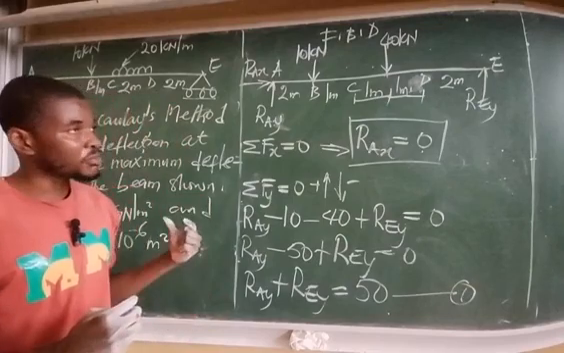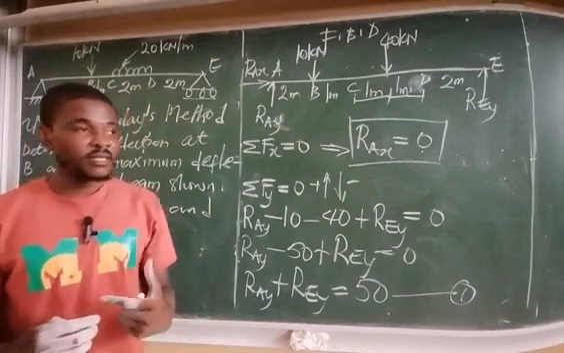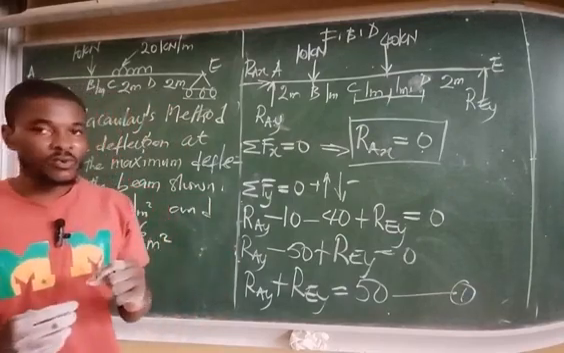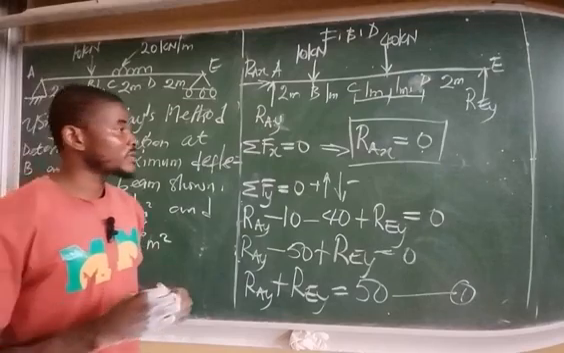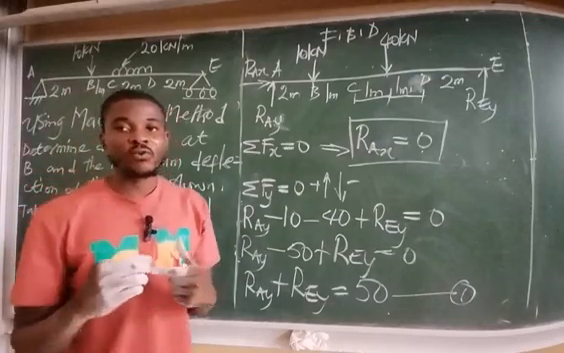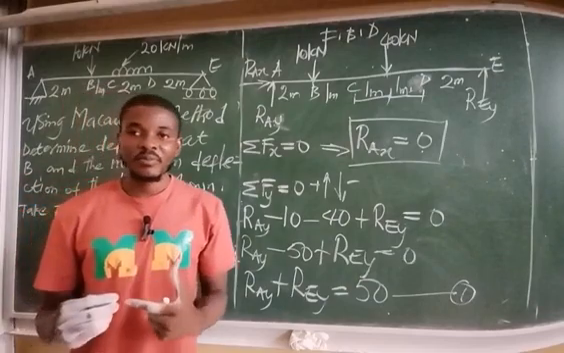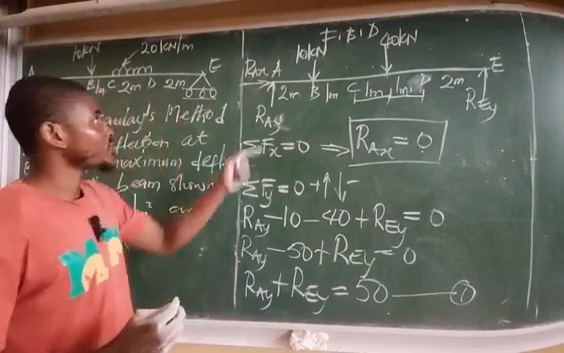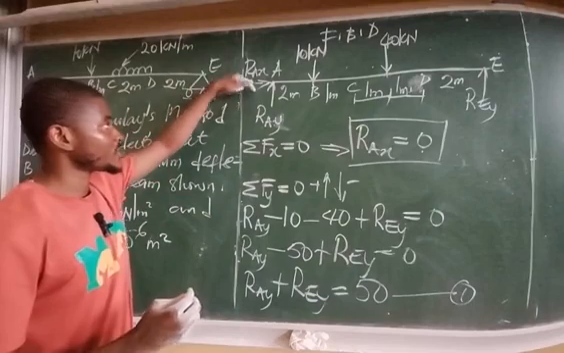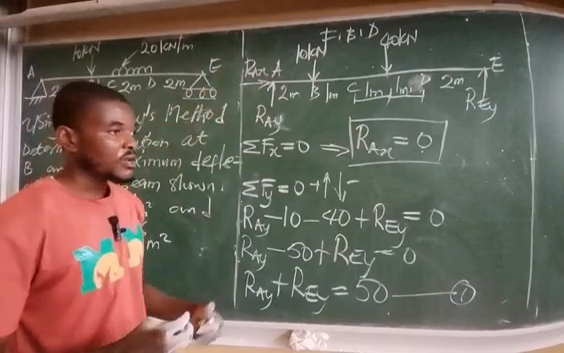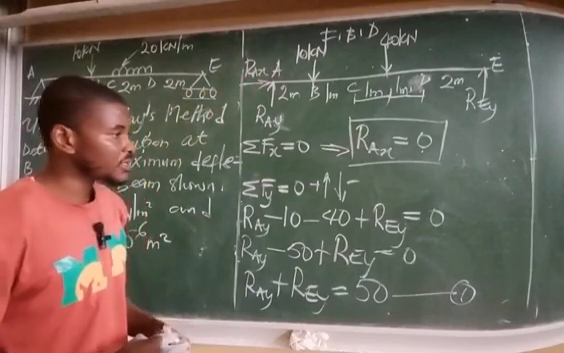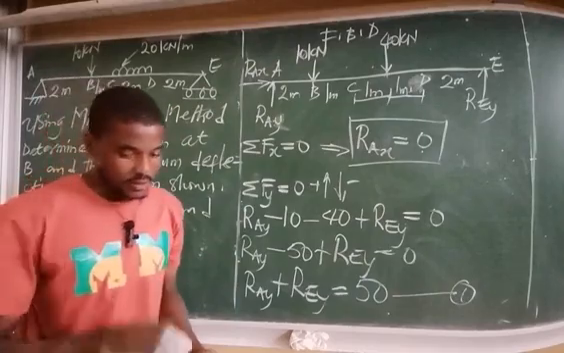Take moment about any point of the unknown to obtain the unknown reactions, at least one. And I said the best place to take moment is consider the beam where you have numerous unknowns. Take moment at that point. We have two unknowns at point A, RAX and RAY, so it is wise enough for us to take moment about point A. All right, so let's do that now and see.